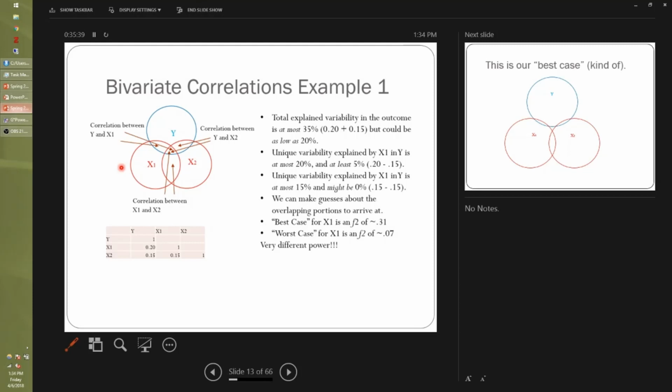So we can make guesses about the overlapping proportions to arrive at something like F, but it will be a guess, sort of in general. So the best case for F, I keep saying F2, but it should just be F. The best case for X1 is about a 0.31, which is a pretty large F, and the worst case is a 0.07, which is a very different power.